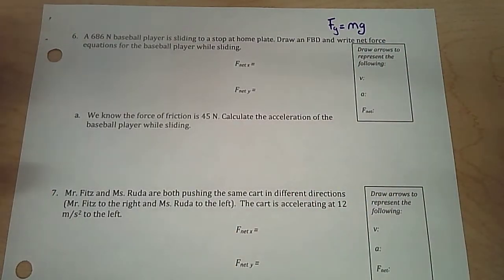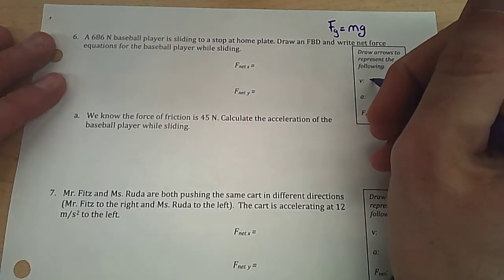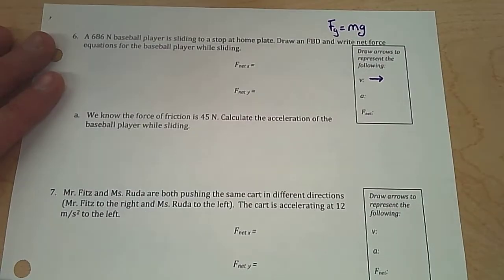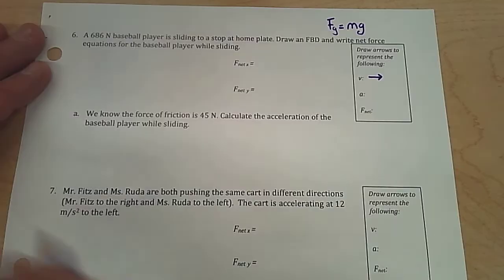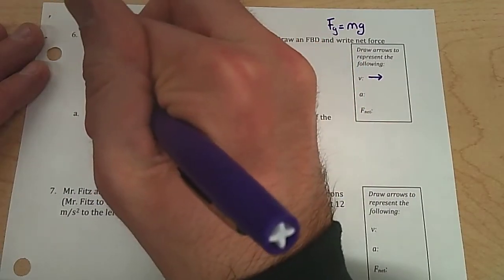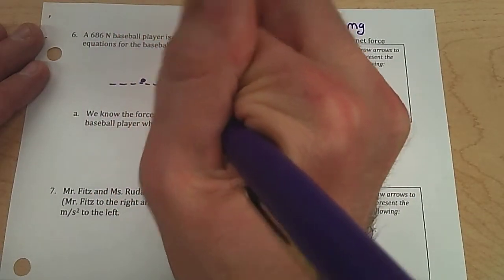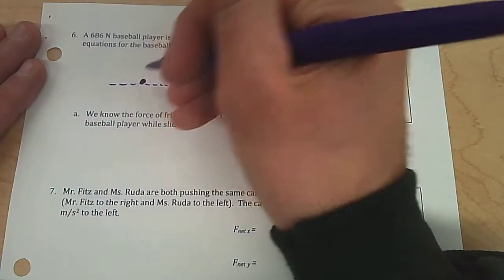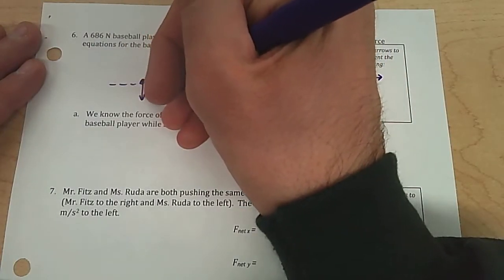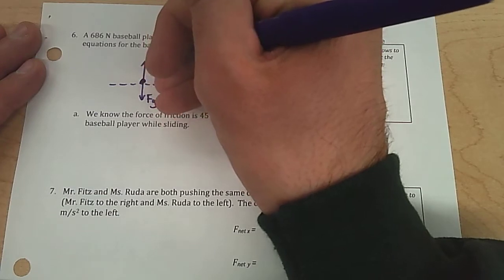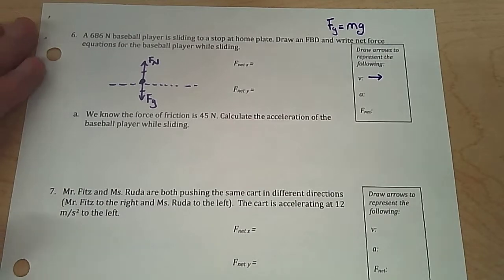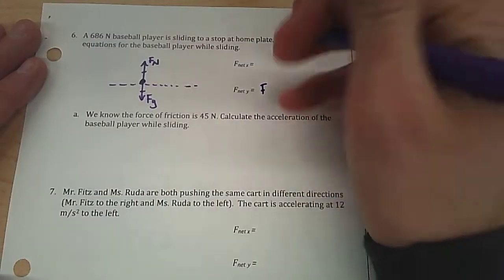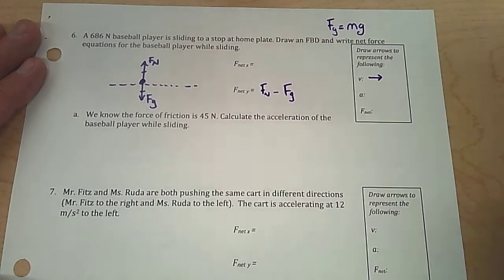So a 686 Newton baseball player is sliding to a stop at home plate. So let's just say he was initially moving maybe to the right. He could have been moving to the left, but I'm going to have him moving to the right. Draw a free body diagram. If he's sliding, here's the dirt that he's sliding into, the surface. He's on Earth, so the force of gravity. Normal force by the ground pushing back up on him. We know those are going to be equal to each other, so my net force in my y direction vertically is normal force minus my force of gravity.